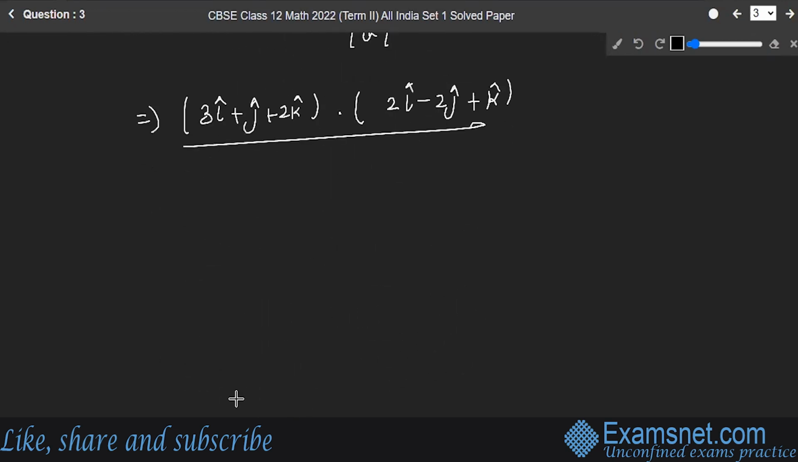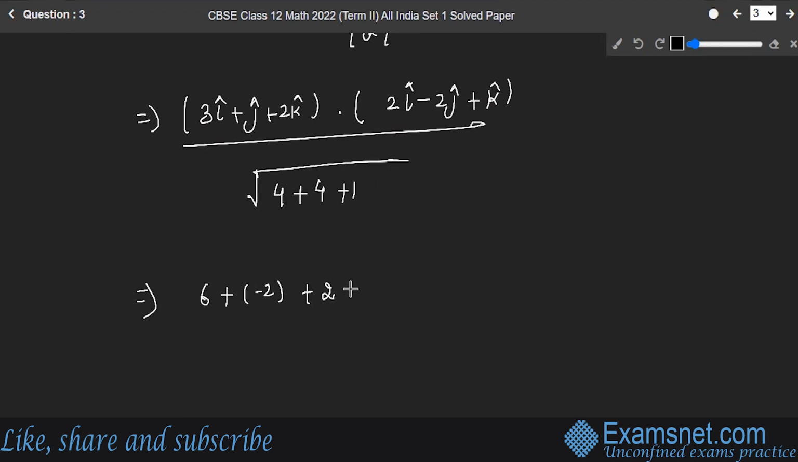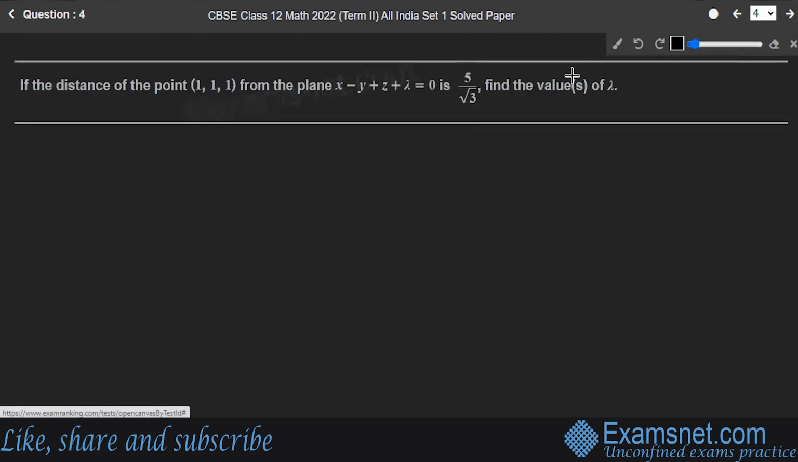divided by the magnitude of the a vector, which is given by the root of 2 squared, 4, minus 2 squared, 4, plus 1 squared, 1. This is equal to 3 into 2, 6, plus 1 into minus 2, which is minus 2, plus 2 into 1, that is 1, over root of 9. This gives you 6 upon 3, or 2. This is the answer to the question. Hope you have understood that. Next is question number 4.